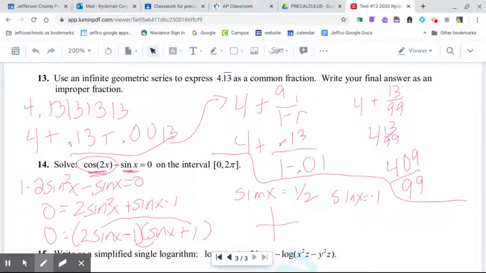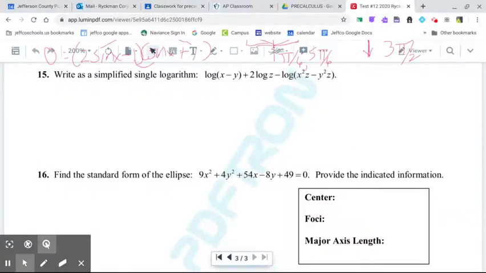Sine is 1 over 2 when the opposite is small and positive. So those are pi over 6's in the first and second quadrant. That's pi over 6 and 5 pi over 6. And sine is negative 1 at the negative y-axis, so that's 3 pi over 2. All right.